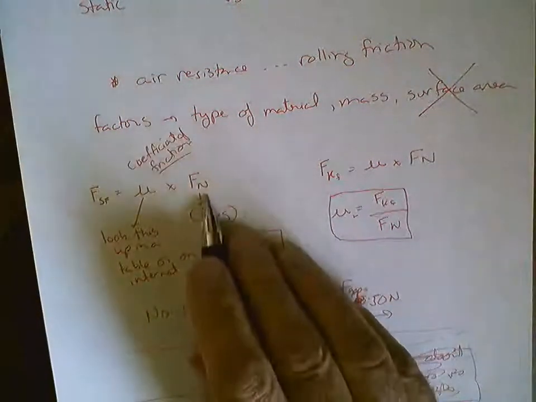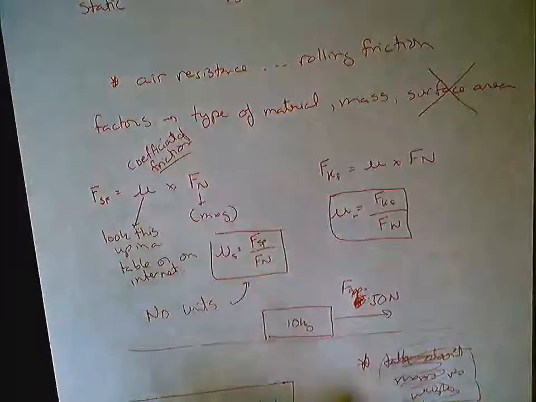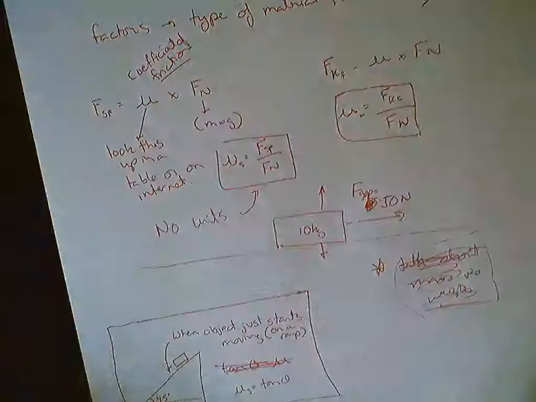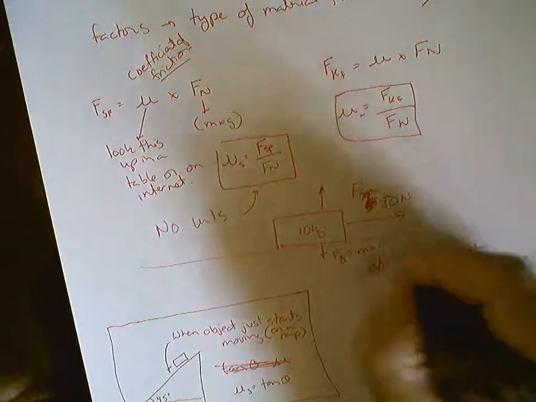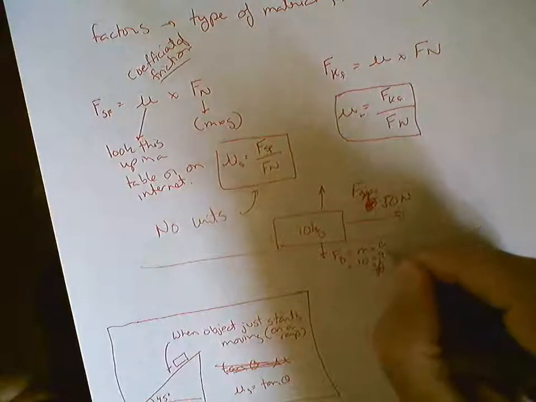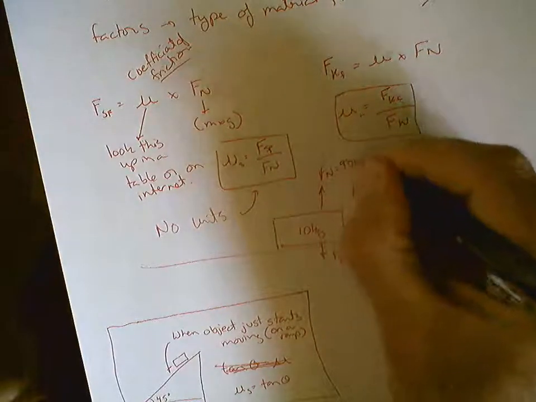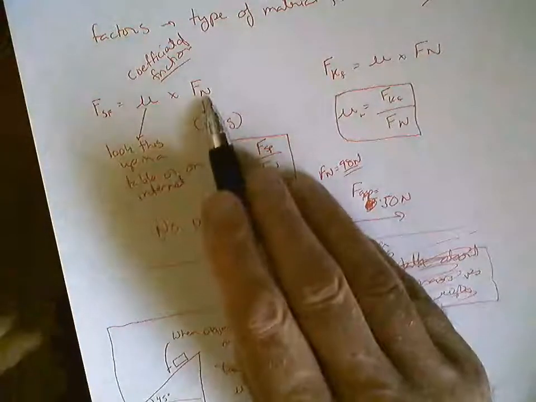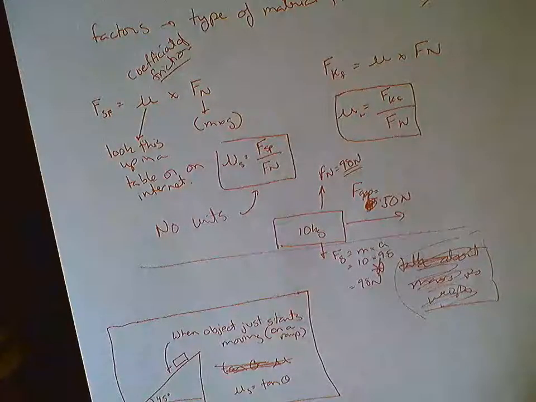The other thing you need to know to get the force of friction is the normal force. For example, if we had a 10 kilogram brick, then to get the normal force, which would be equal and opposite to the force of gravity, it would be 10 times 9.8, which is 98 newtons. In this case, our normal force would be 98 newtons. Once you calculate your normal force and your coefficient of friction, you can get your friction for any problem.